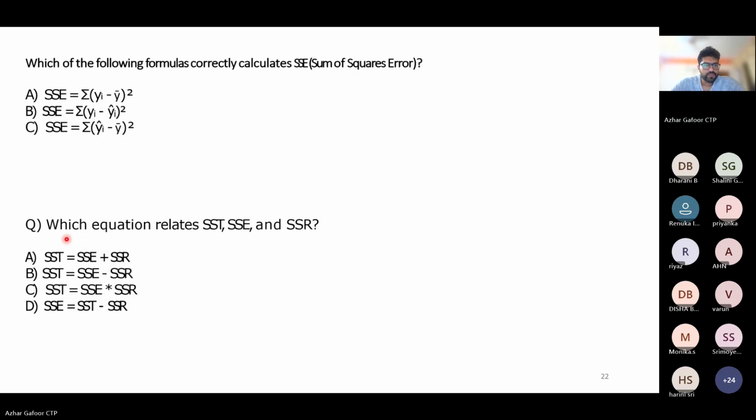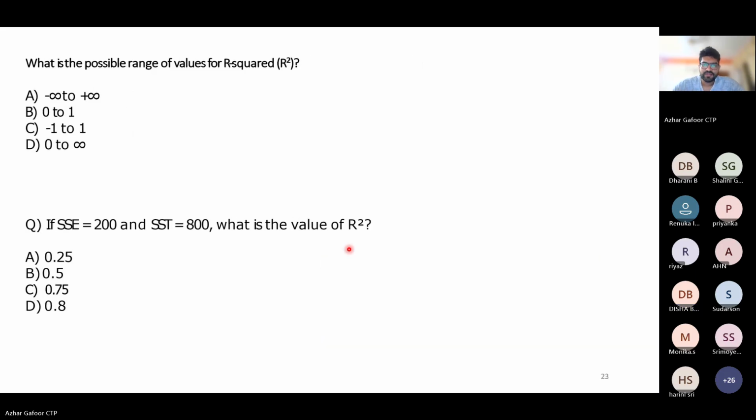And which equation relates SST, SSC, and SSR? A. A is correct. Yeah, A is correct. And one more answer should be correct. So D. Yeah, A and D both are correct. All right. Now, what is the possible range of values for R squared? So B. Yeah, B is correct.